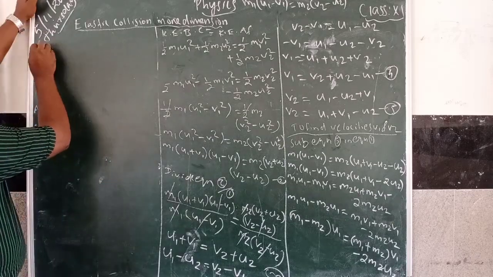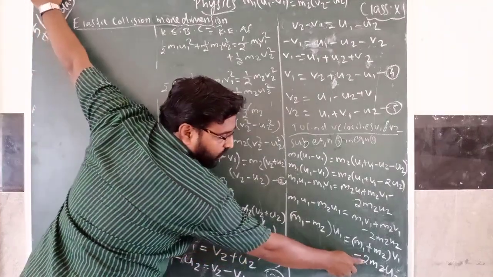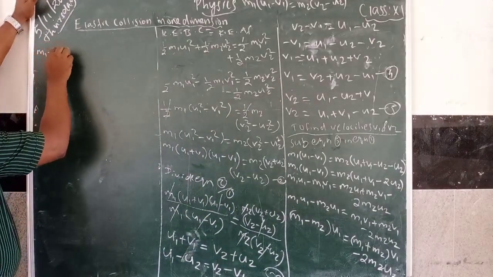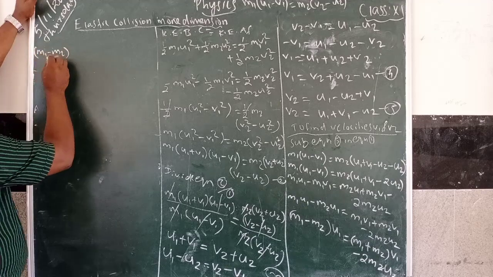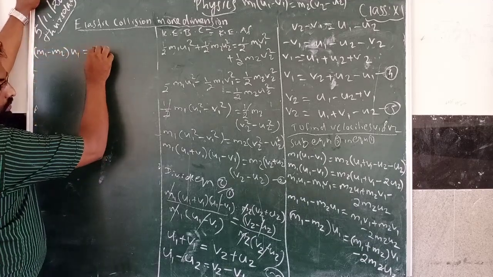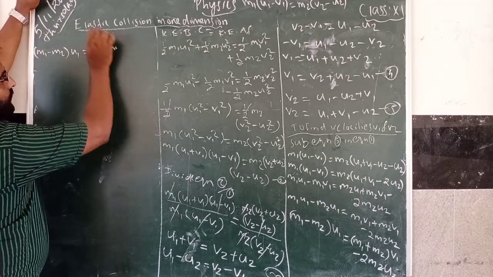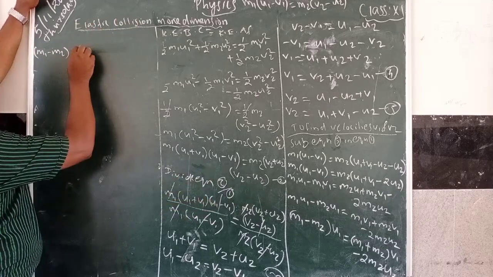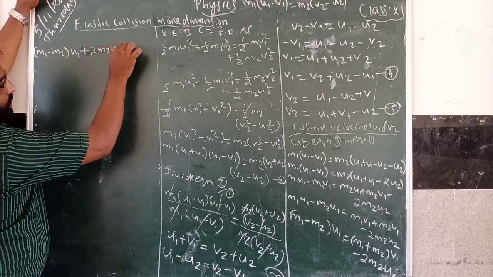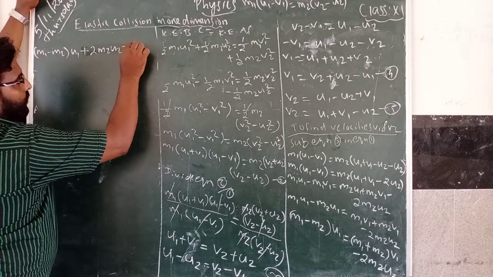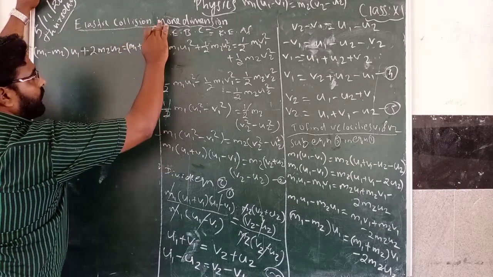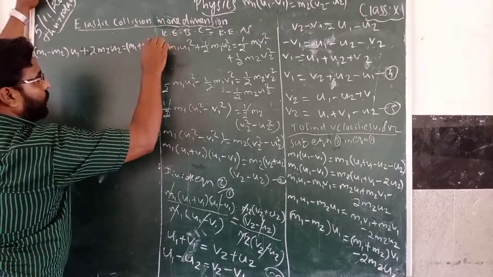Now next step, take this 2 M2 U2 to this side. So (M1 minus M2) into U1 is equal to M1 plus, so take that, so plus 2 M2 U2 equal to (M1 plus M2) into V1.